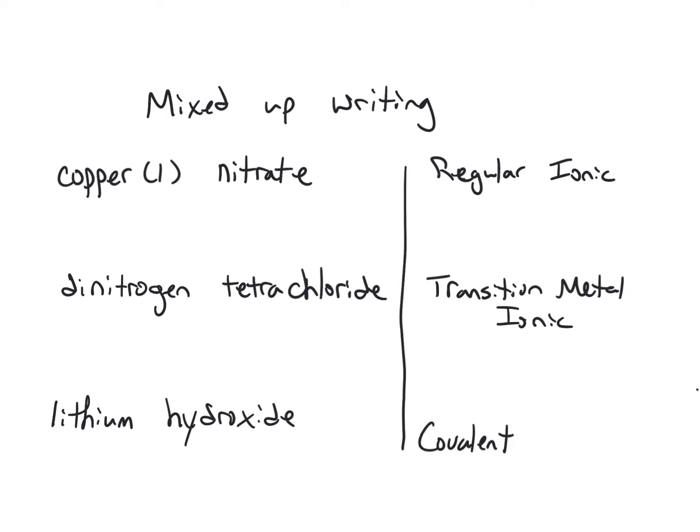Now let's talk about what makes each of them different. I look at the name and I read the name, and the name maybe has no Roman numerals and no prefixes in the name. Well, I know, because it has no Roman numerals and no prefixes, that it's just a regular ionic substance. And when it comes to writing, it's important that for all ionics, I balance the charges so that the formula is just right.